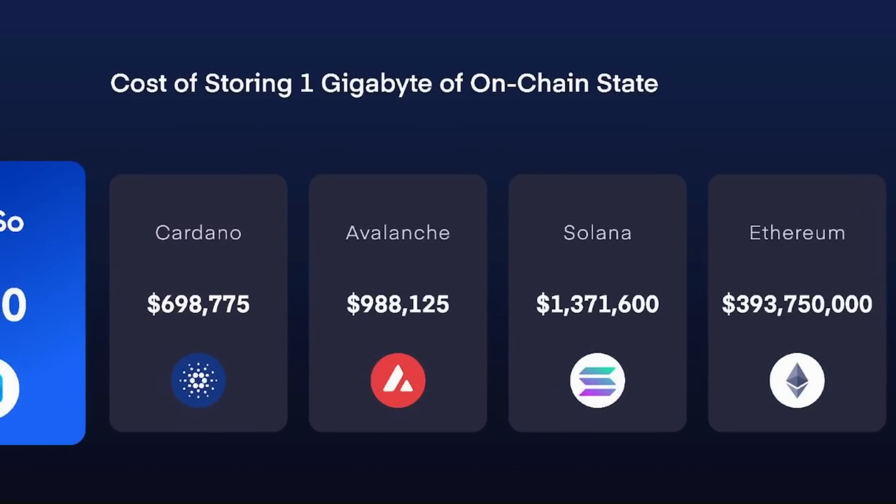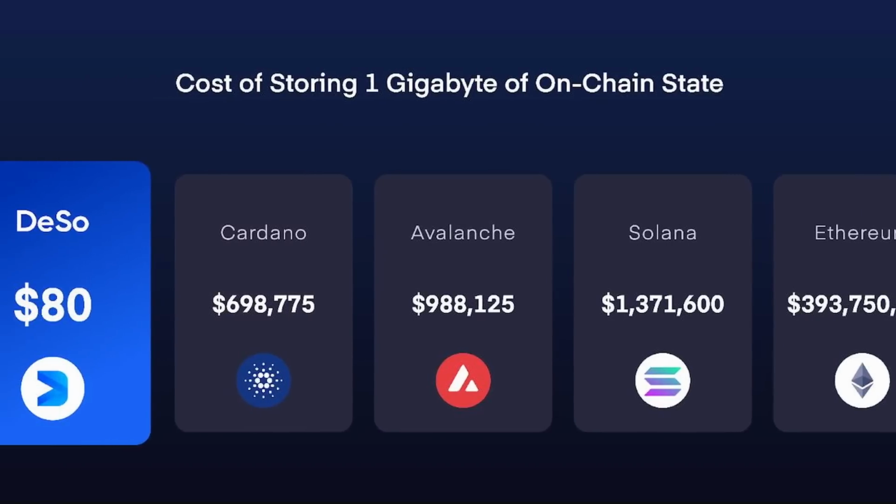Another way to look at this is to look at the cost to store data on chain. To store an entire gigabyte worth of data, other big layer 1s would cost hundreds of thousands, if not millions to do that. Whereas for DeSo, it's just $80. You see the difference here? DeSo's hypersync is a game changer, and it really fixes the state bloat problem that would be otherwise prohibitive.